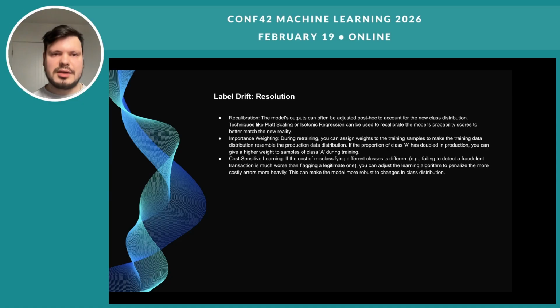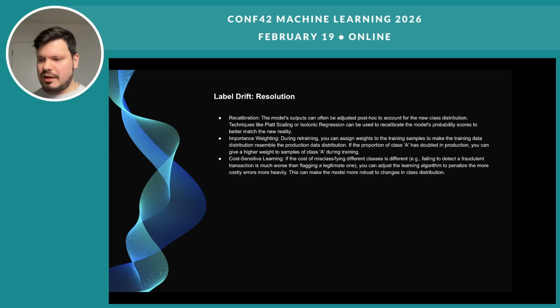Talking about the resolution, the first one is recalibration. The model output can often be adjusted post hoc for the new class distribution, for example, by using techniques like Platt scaling or isotonic regression. It can be used to recalibrate the model probability scores to better match the new reality. The next one is performance weighting. During retraining, we can assign weights based on the difference in the distribution of the class labels.